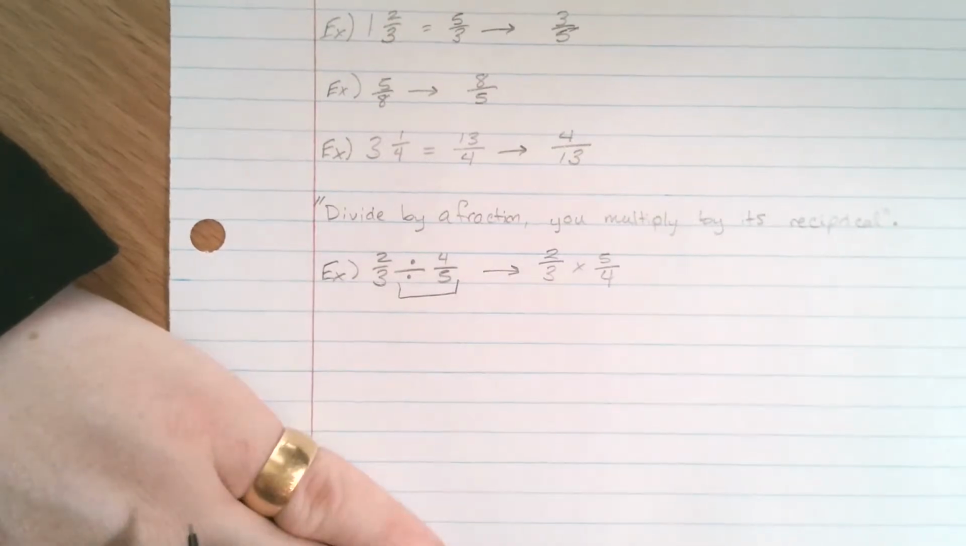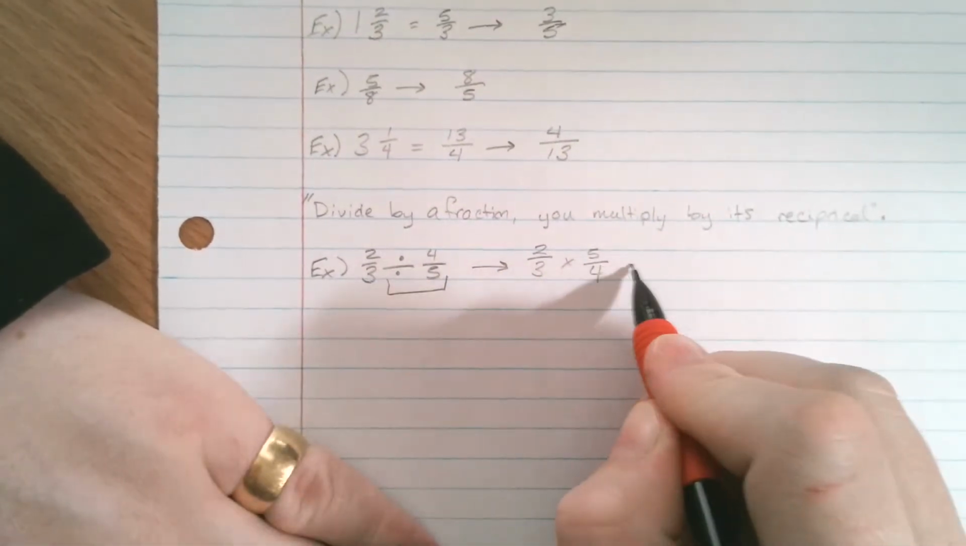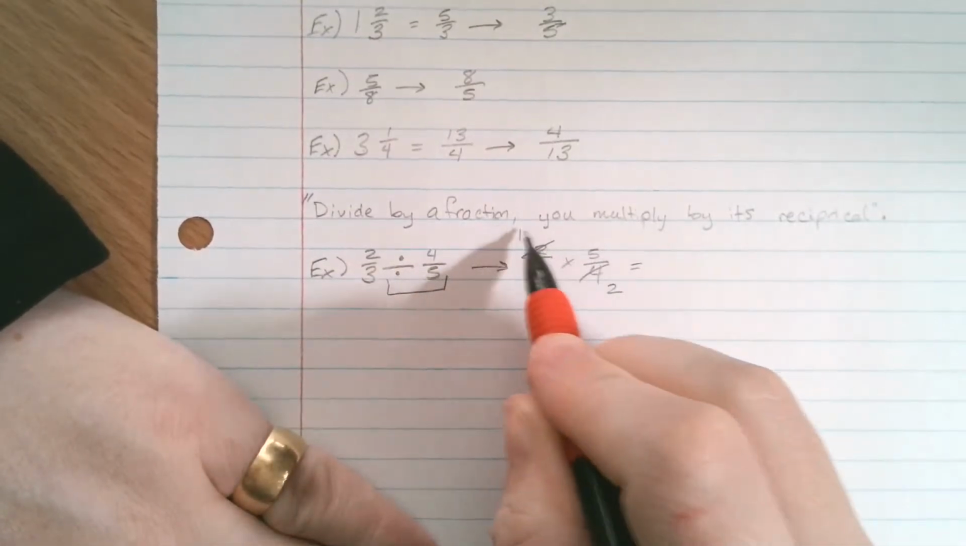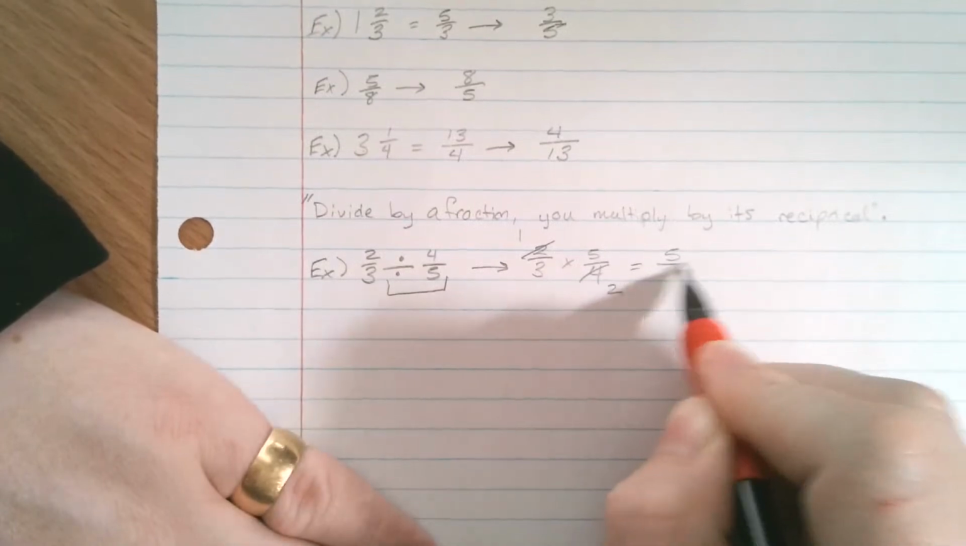And now, because we know how to multiply, we just go across. The 2 and the 4 can reduce real fast, so you get the 1 and the 2. So 1 and 5 is 5. 3 and 2 is 6.